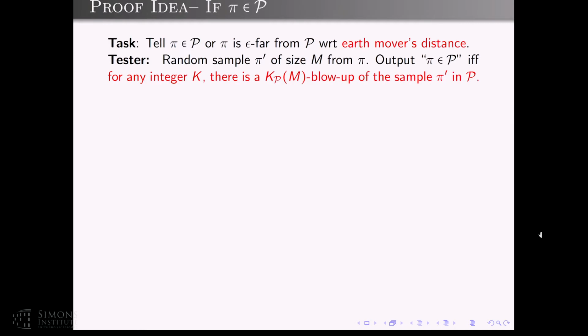Okay, so now I'm going to give some proof idea of the main theorem. Remember, our task is to say if pi is in this property or is epsilon far away with respect to the Earth mover's distance, then our randomized tester should make a good decision about whether the original permutation is in this property or not. Our tester outputs pi is in P if and only if for any k there is a k blow-up of the sample in this property, which is equivalent to saying if and only if there is a Kpm blow-up of the sample pi prime in this property.